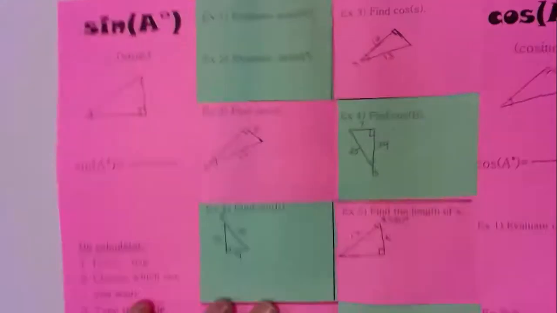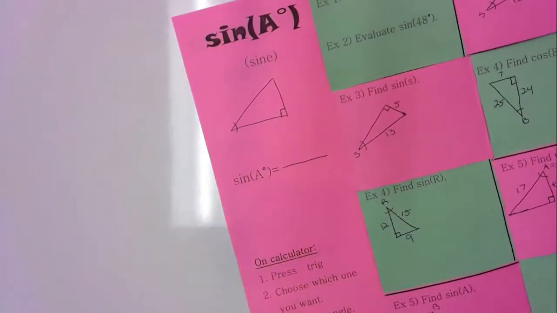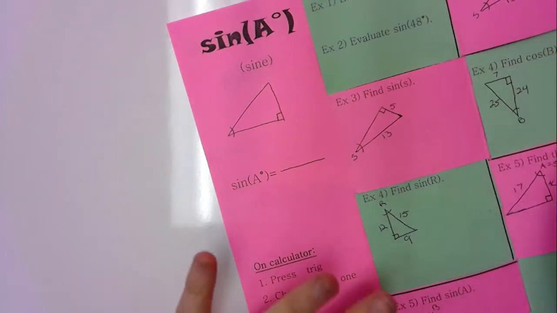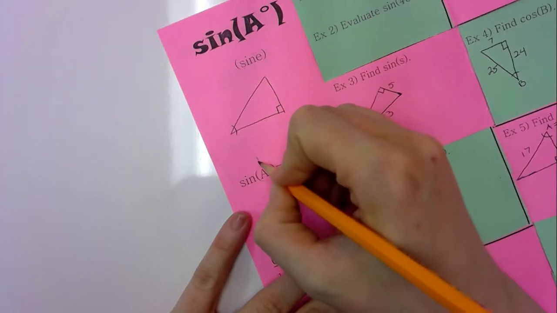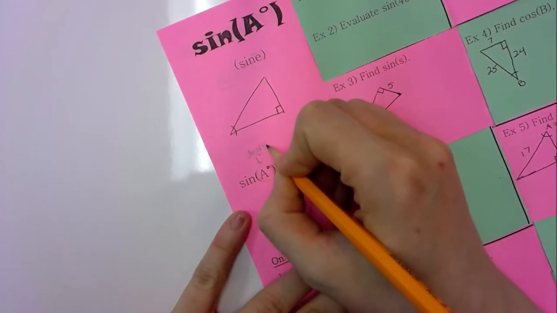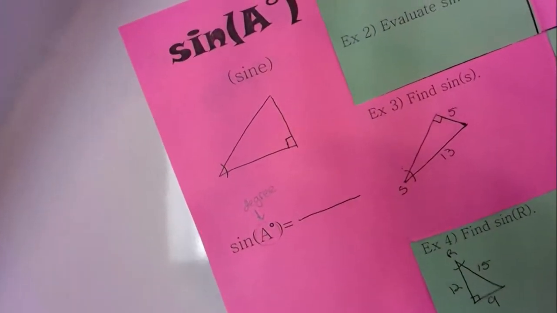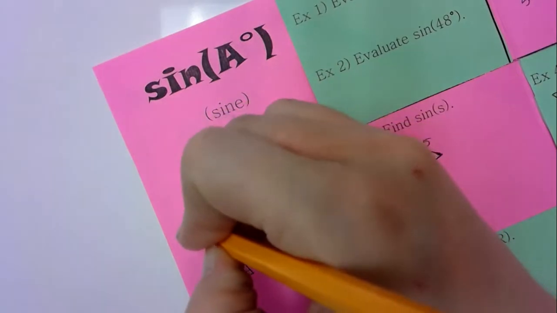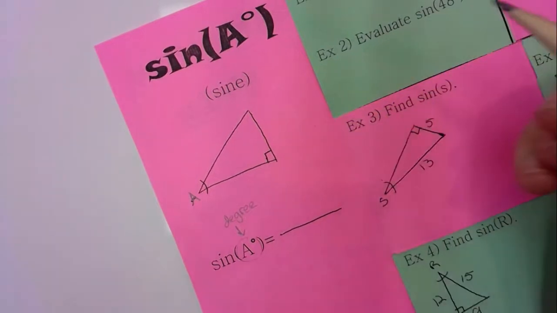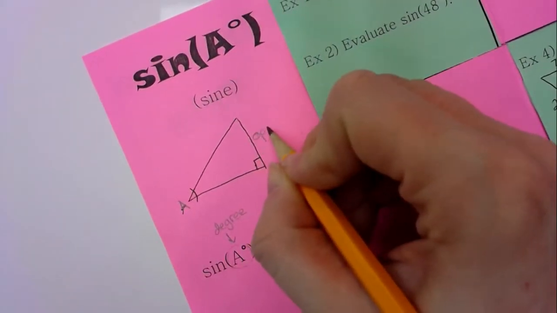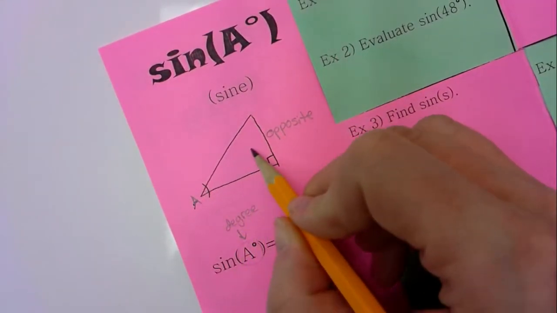So let's start with sine, cosine, and then we'll do tangent. So sine is basically the ratio of, so you've got an angle, it's always sine of an angle, and we're going to be doing them in degrees, not in radians. So if this were angle A right here, then you would have your opposite side. Opposite side is the one that is directly across from the angle.